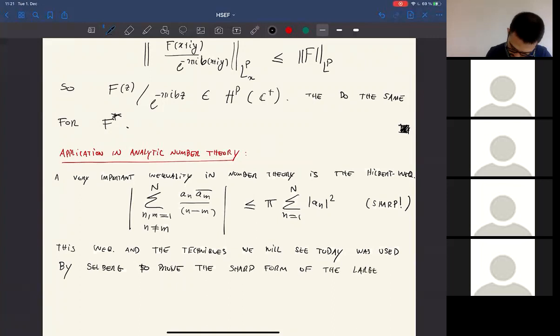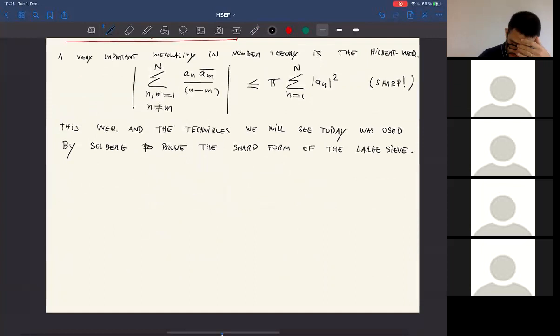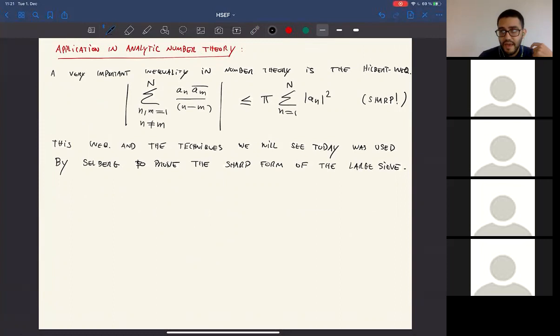Okay, so a sieve is a mechanism to count how many primes you have that are not in certain residue classes. It's a very important tool in analytic number theory, and Selberg was the first guy to realize that we can use this Hilbert inequality, and the techniques he invented to prove that, to improve and give the sharp form of the large sieve inequality.